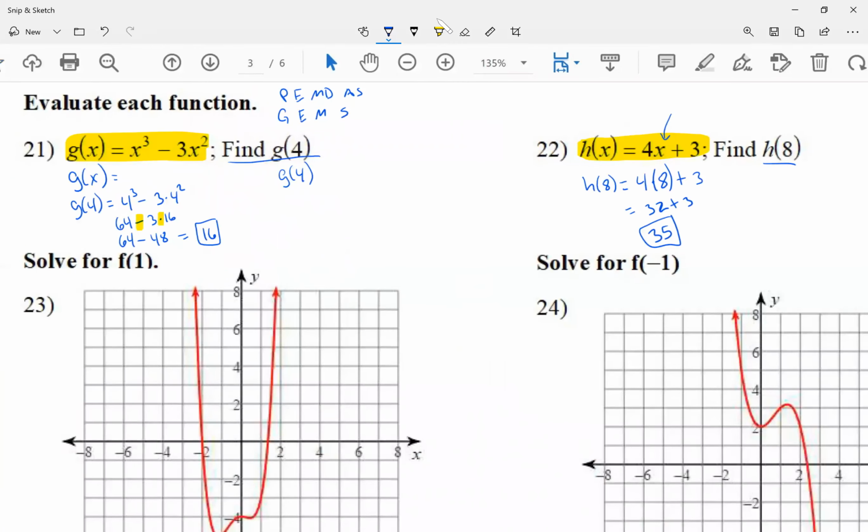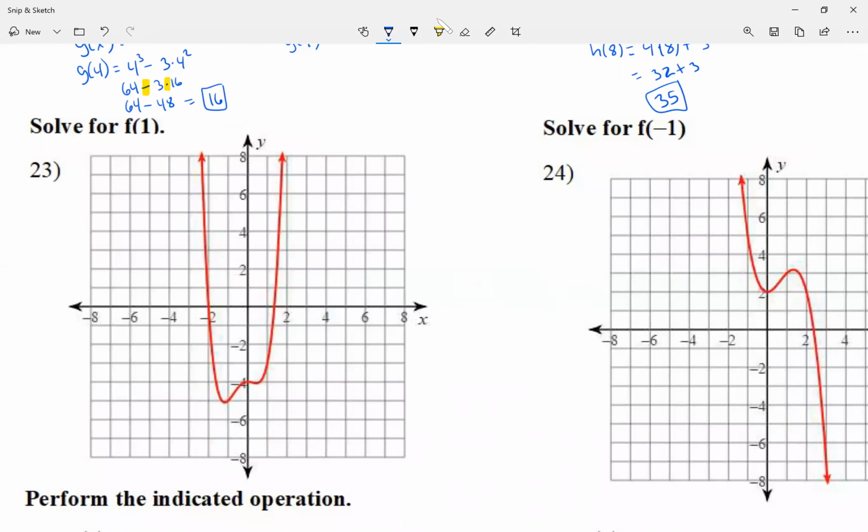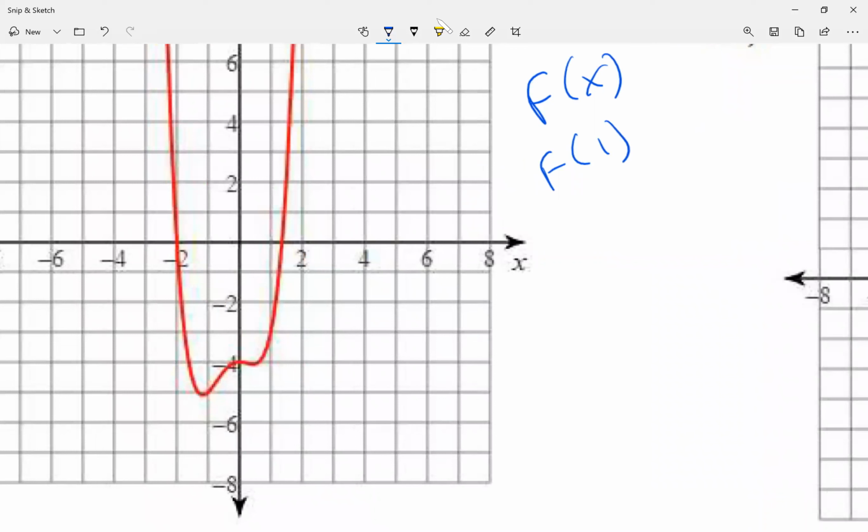Now, looking at questions number 23 and 24, I'm going to give you guys a graph. And here for 23, I'm asking you to solve for f of 1. So what does that mean? Usually we use f of x, but here I'm asking you to find f of 1. So what's the y value when x is equal to 1? The way we read graphs, let me find where x equals 1. On the x-axis, I see 1. It's this point right here.